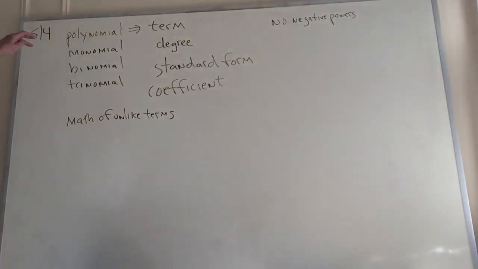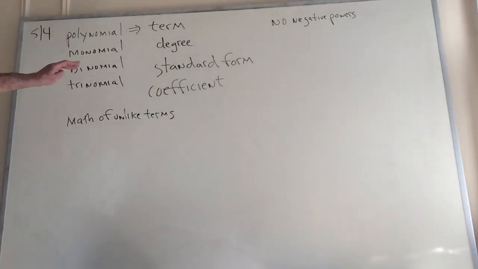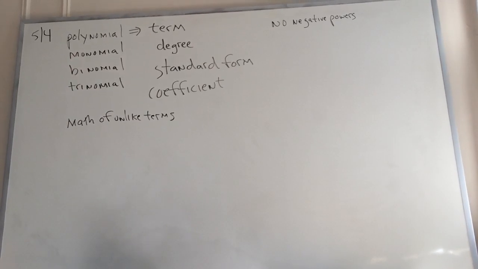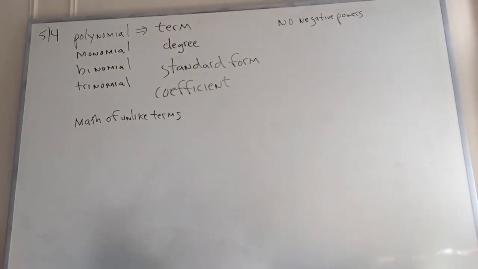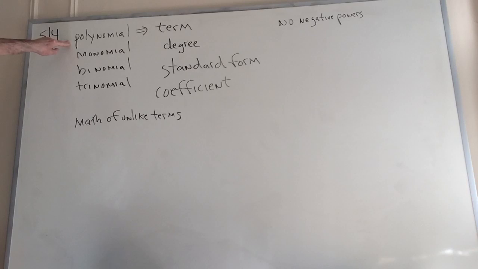Here we go. I'm taking my time doing this right now because I'd like you to see all these vocabulary words I wrote on the board. I'll address each one as we go along. The topic is polynomials, and some polynomials we call monomials, some we call binomials, and some we call trinomials. We'll get to that in a second.